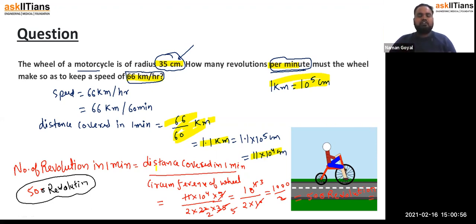So it is the distance covered in 1 minute upon the circumference of the wheel. When we do that, what do we get? 500 revolutions is our answer. So he has to make 500 revolutions. Only then can he cover the distance at 66 kilometers per hour. Are you getting my point?